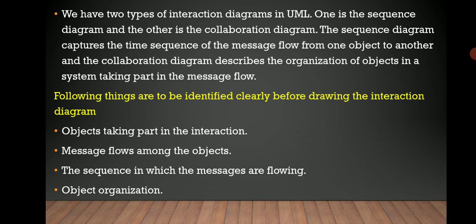Okay, so the following things are to be identified clearly before drawing the interaction diagram: objects taking part in the interaction, message flows among the objects, the sequence in which the messages are flowing, and object organization.